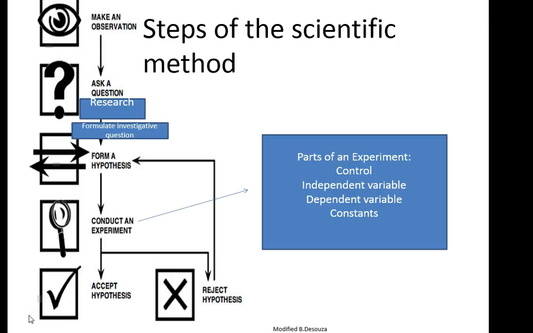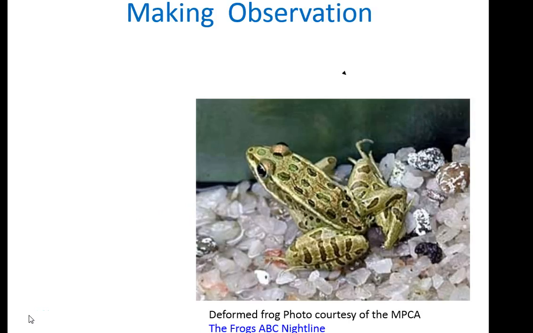And from this question, we form a hypothesis, a statement that we can test. And then we design our experiment and see whether our data will allow us to accept our hypothesis or reject it. We'll further discuss the details of a good experimental design that includes the independent variable, dependent variable, and constants, and of course the control. So let's start with the first step, making observations.